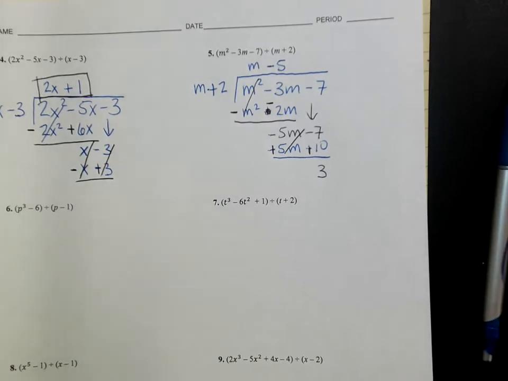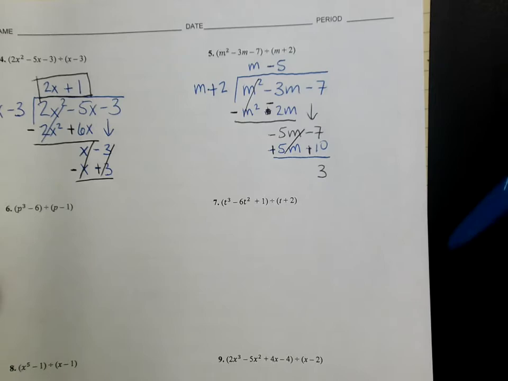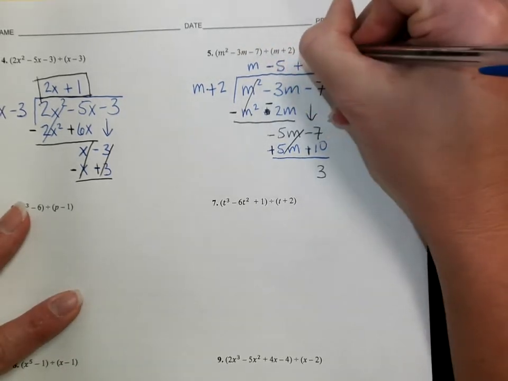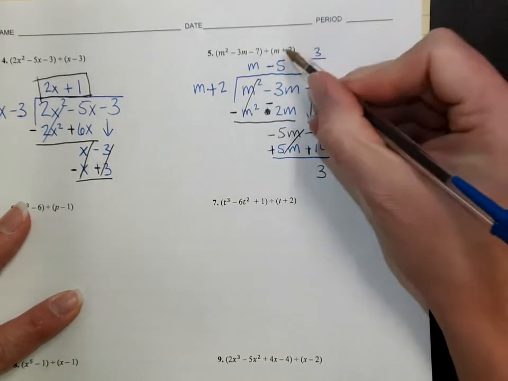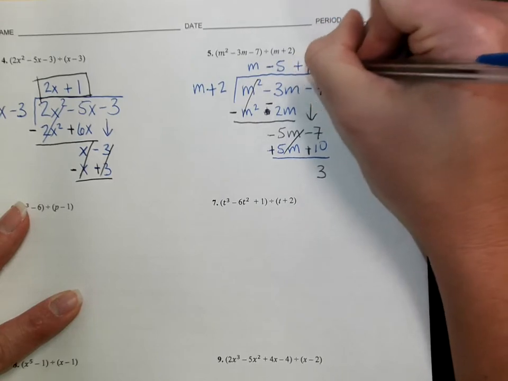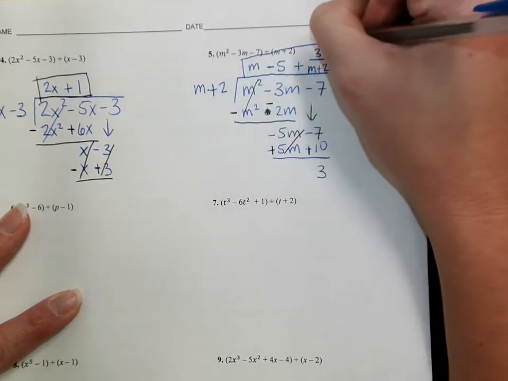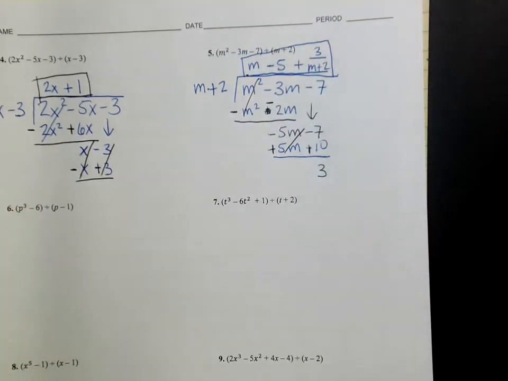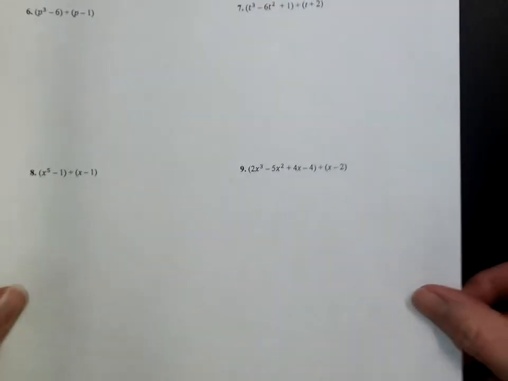3 is your remainder. To write your answer here, the way we're going to finish this off, is a plus 3 over what you divided by to begin with, m plus 2. That's your answer. Doesn't that look so much more simplified than it did before? I'm just kidding. Same thing here on the next one, okay?